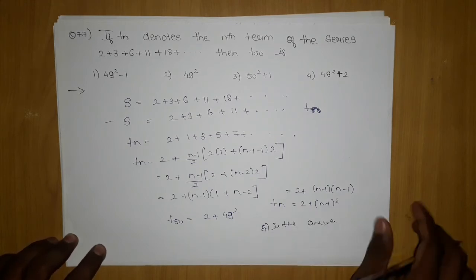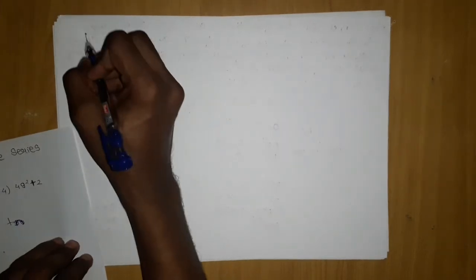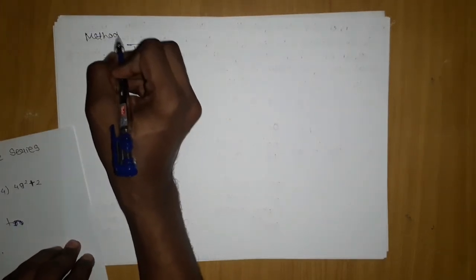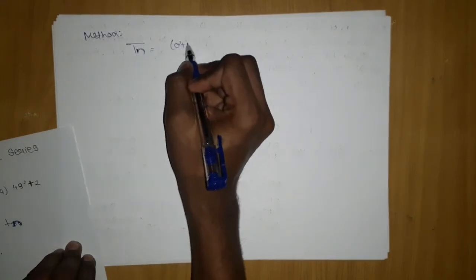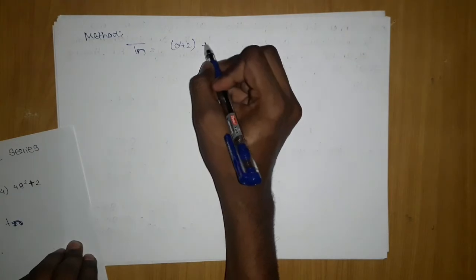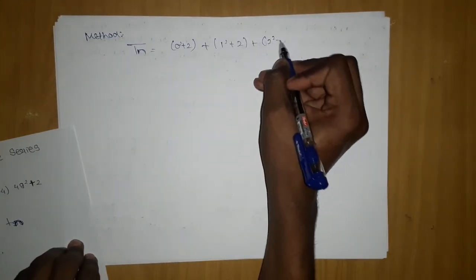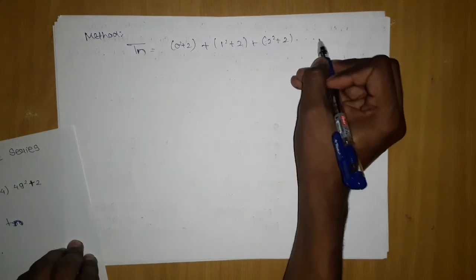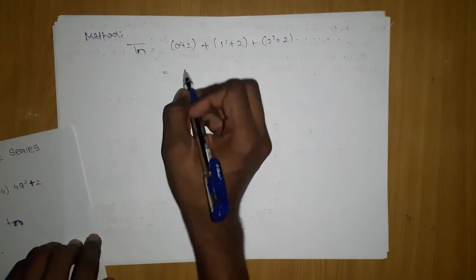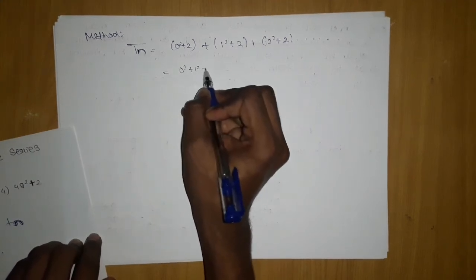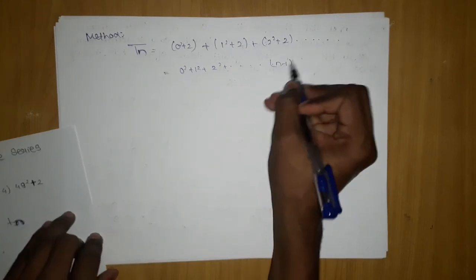Now the other way, method 2, is just being smart enough to predict the Tn term. If you can predict the Tn pattern, like it is 0 square plus 2, then 1 square plus 2, and then 2 square plus 2, and so on. If you are able to predict that, then your question will automatically get solved. 0 square plus 1 square plus 2 square, starting from this and ending at n minus 1 the whole square.